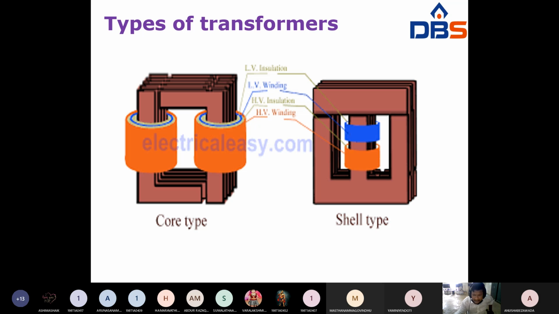Core is surrounded by the winding. Core is surrounded by the winding. Whereas in shell type, winding is surrounded by the core, right?